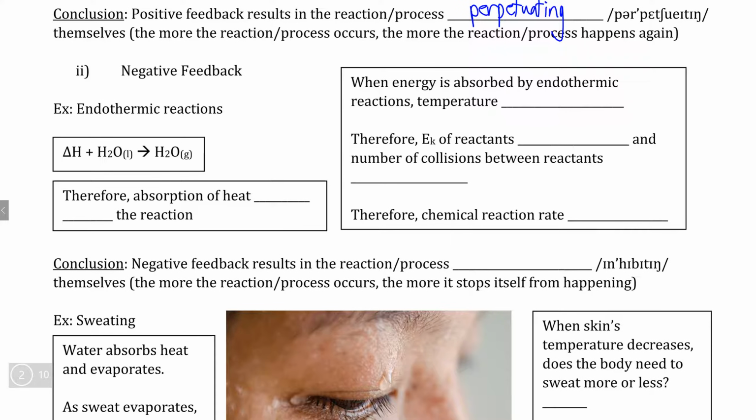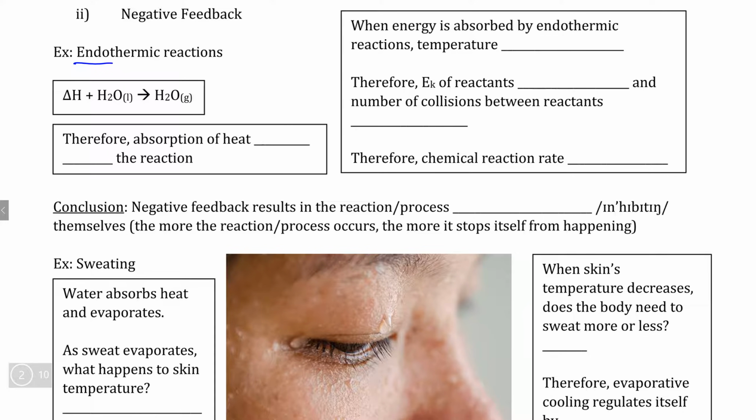Now, the second type of feedback system is the opposite situation, which is what we call negative feedback. And just as exothermic reactions can show us how positive feedback works, the opposite, endothermic reactions, can show us how negative feedback works. And the best example of an endothermic reaction, in quotes, because it's not really a reaction, all that we're doing is turning liquid water into water vapor.